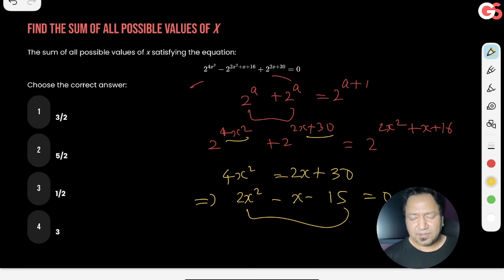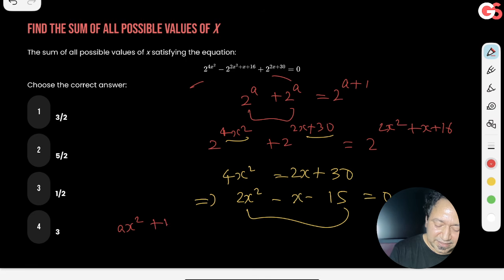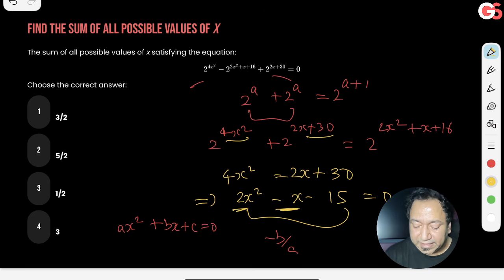Now, the sum of all possible values of x is nothing but the sum of roots of this expression. For any quadratic expression which looks like ax square plus bx plus c equal to 0, the sum of roots is given by minus b by a. In this case, b is minus 1 and a is 2. So the answer is minus of minus 1 whole upon 2, which gives us 1 by 2 as the final answer.